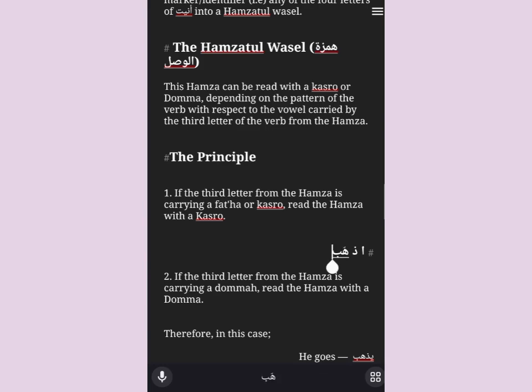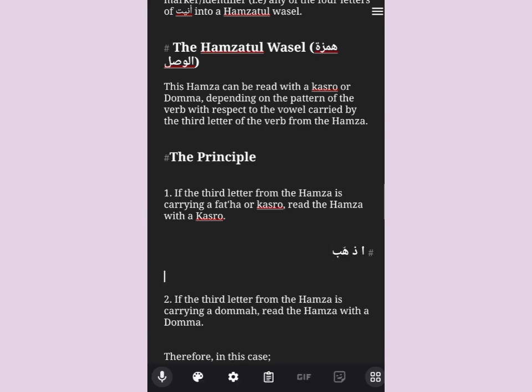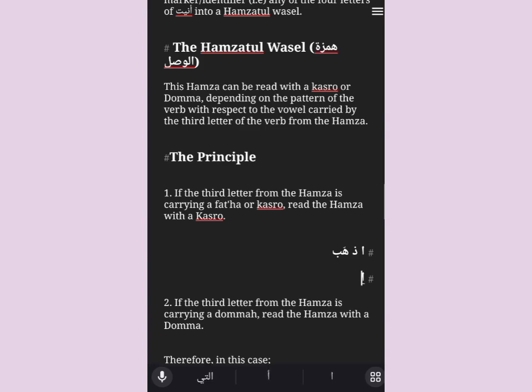Idhab. Now, if it is carrying a kasra, the same thing will happen. The same ruling will be set. So we'll say, for example, ijlis. Why ijlis? Because the third letter, which is lam here, is carrying a kasra. So in that case, the hamzatul wasl will have a kasra. And that's what the rule is all about.